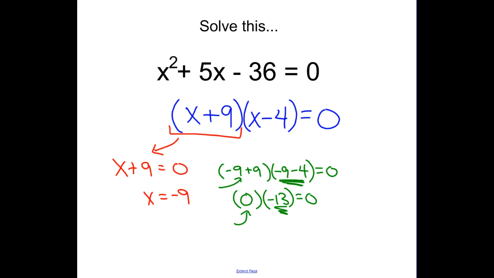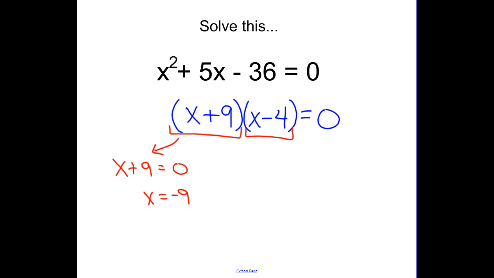So the same thing holds for our second solution. We're going to take this piece down, and we're going to set x minus 4 equal to 0. Then x equals 4. So what that tells us is that we have two solutions, two real solutions for this problem.